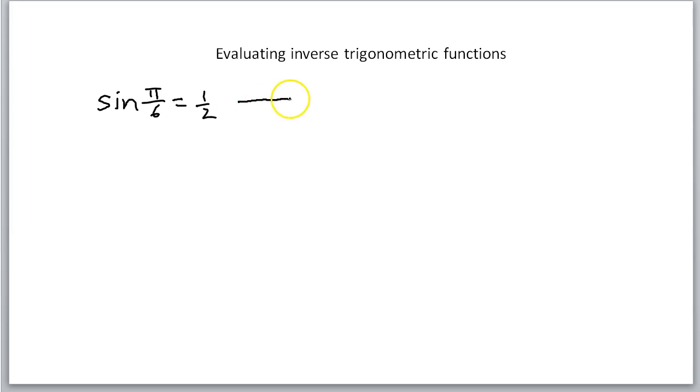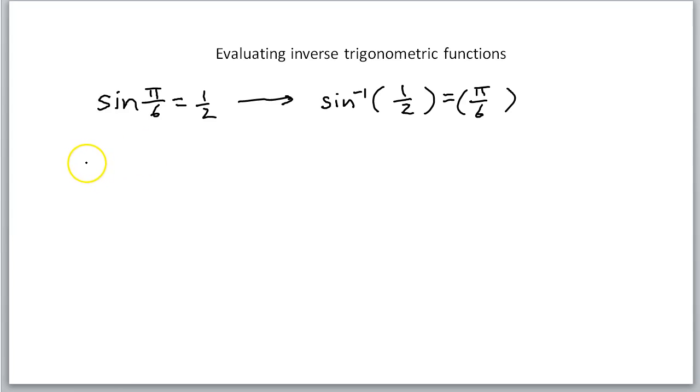Now what does that mean for the sine inverse function? Sine inverse of what is equal to 1/2? Well, 1/2 is the output of the sine if you input pi over 6 into the function sine, right? So for the sine inverse function, you have to say sine inverse of 1/2, which was the output of the sine function, is now equal to pi over 6, which is the input of the sine function.